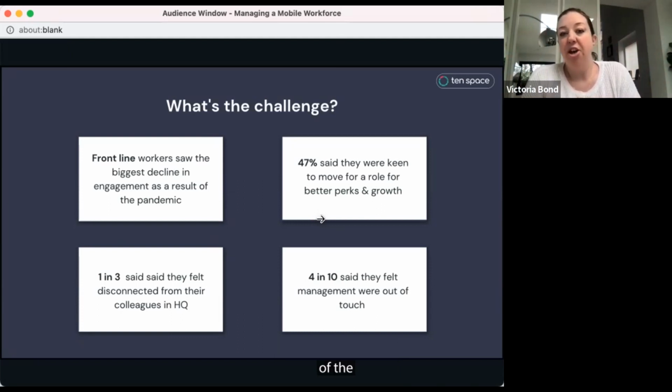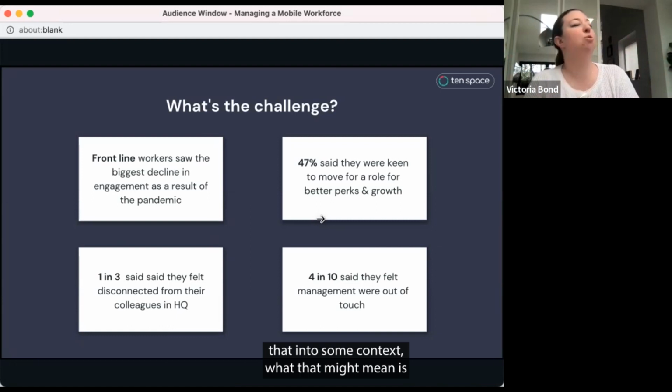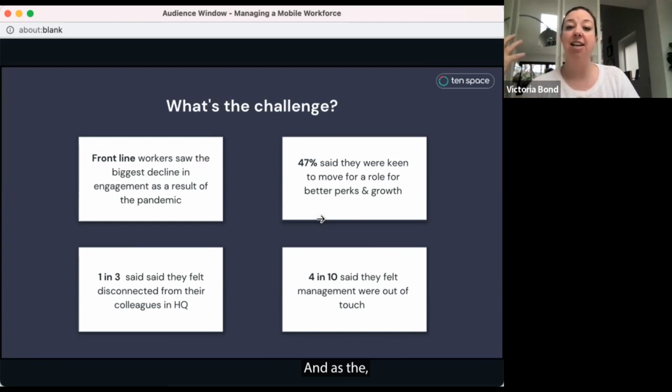47% of this population said that they were keen to move for a role with better perks and growth. To put that into context, if you have a similar role, similar business or competitor that opens up next door, maybe they're giving a couple of bits of extra holiday, a bit of a clearer career path, potentially you might have almost 50% of your population who would rather go next door. That kind of loyalty in these populations isn't there. And as the cost of living crisis is increasing, we're seeing that the loyalty just isn't there in these populations.